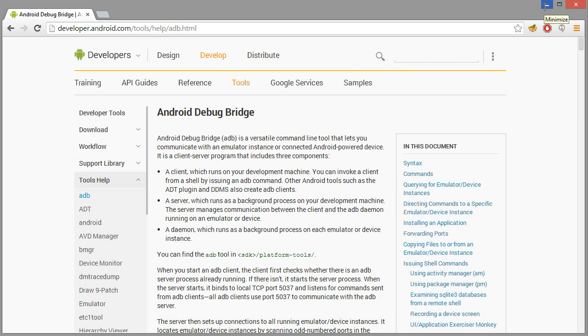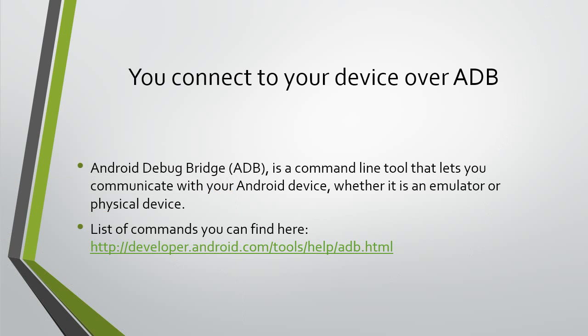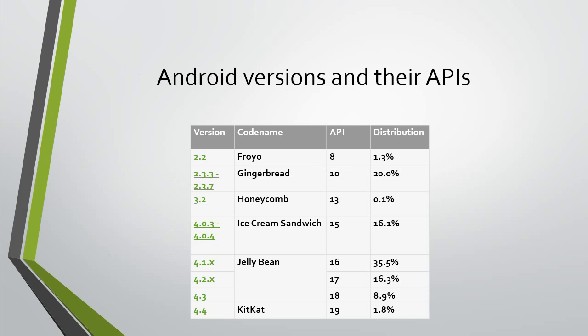Okay, so let's move forward and talk about the Android versions and their APIs. By the time of this recording, as you can see here, this is the table which I've copied from the Android developers website, the dashboard page actually. And as you can see, we have four very important columns in this table.